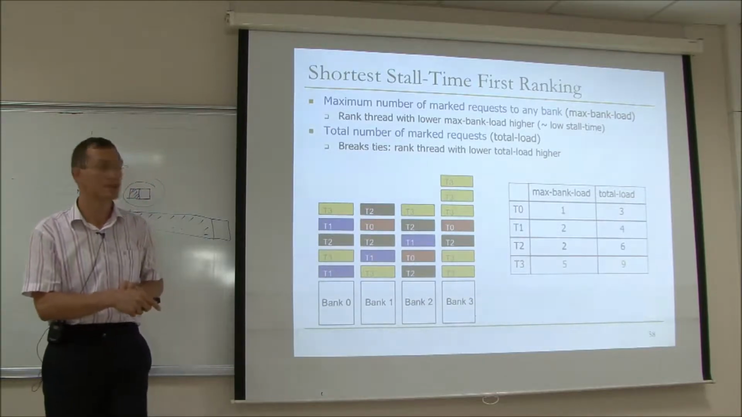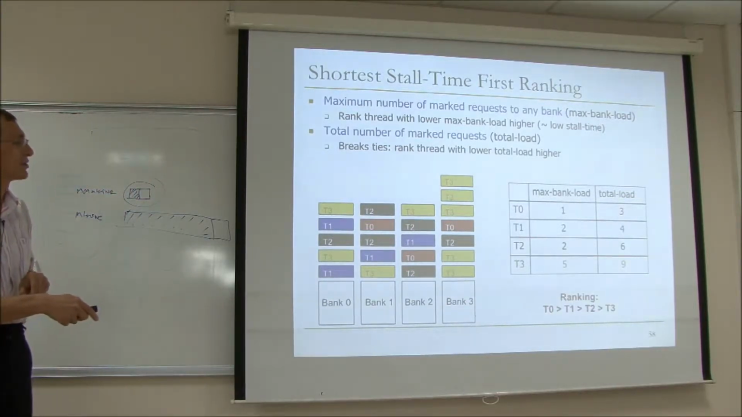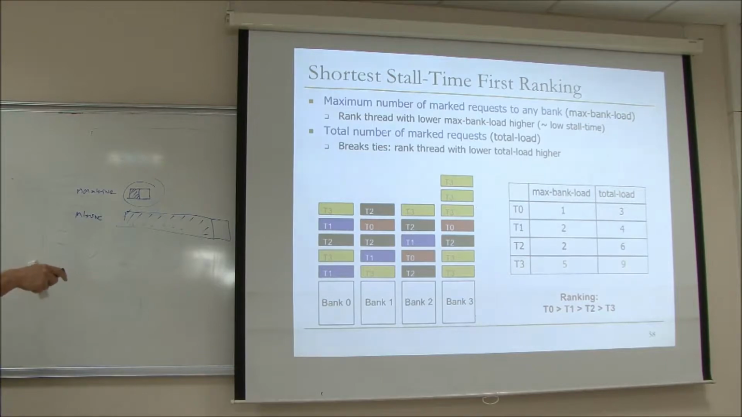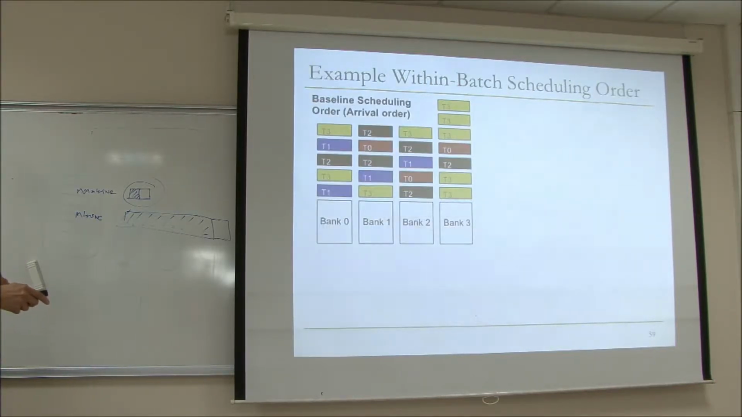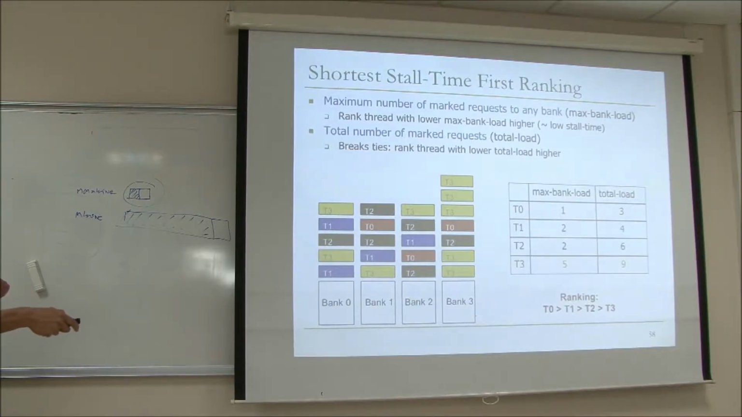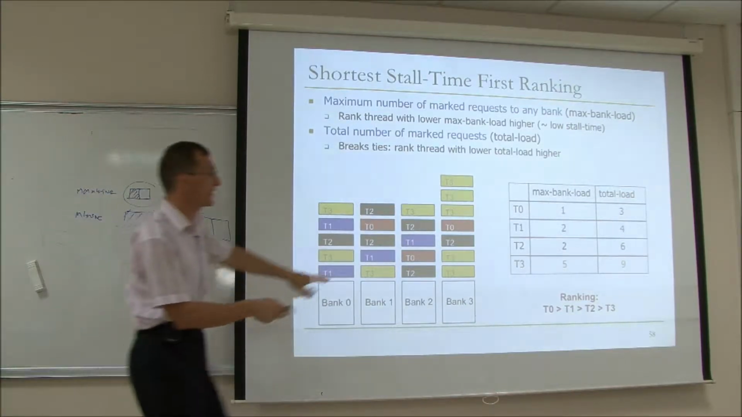So now that we have these two values, we can rank these threads based on these rules. Thread 0 is ranked higher than thread 1, ranked higher than thread 2, ranked higher than thread 3, because the max bank load of thread 0 is the lowest, right? And these two are ranked such that total load breaks the tie of the max bank load. And this way we can achieve a shortest stall time first ranking.